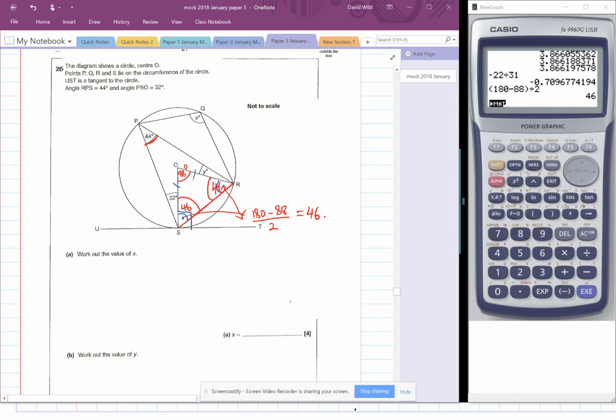What else do I know? I've got a cyclic quadrilateral here, and opposite angles in a cyclic quadrilateral add to 180 degrees. So this angle x is 180 minus this angle here. So x is 180 minus (32 plus 46), which is 180 minus 78, which is 102 degrees.